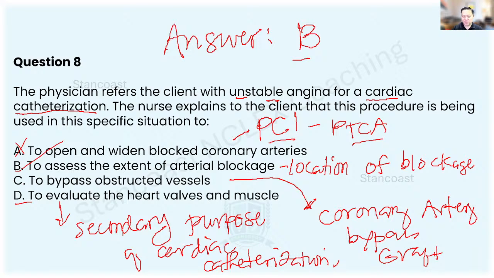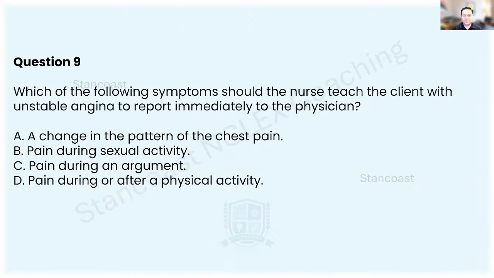Alrighty, moving on to the next. Number 9. Which of the following symptoms should the nurse teach the client with unstable angina to report immediately to the physician? Is it A, a change in the pattern of the chest pain? B, pain during sexual activity? C, pain during an argument? D, pain during or after a physical activity?